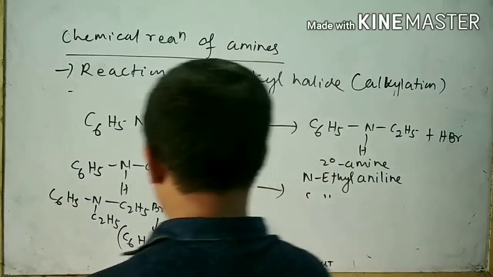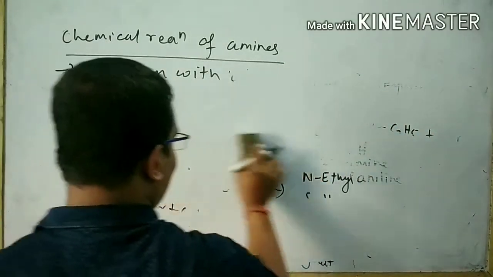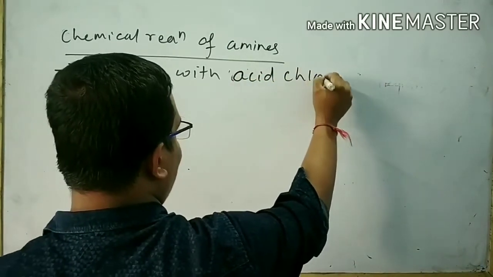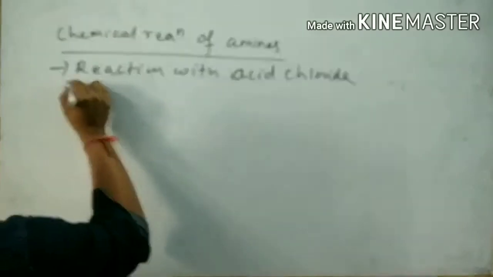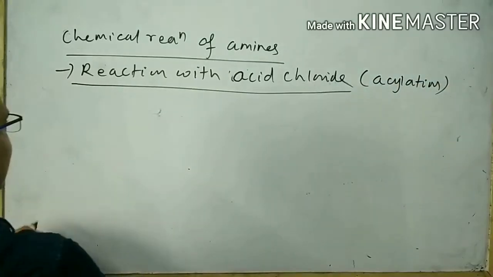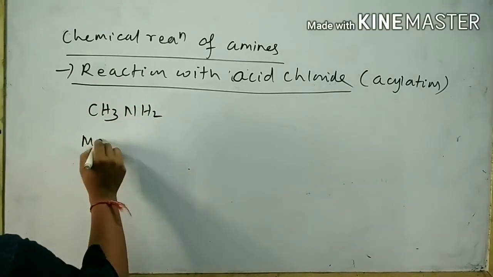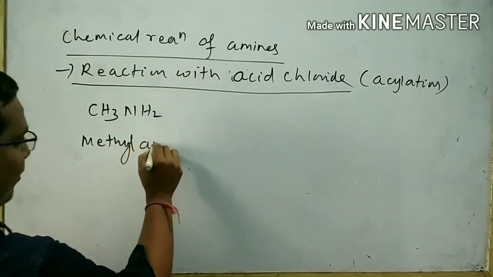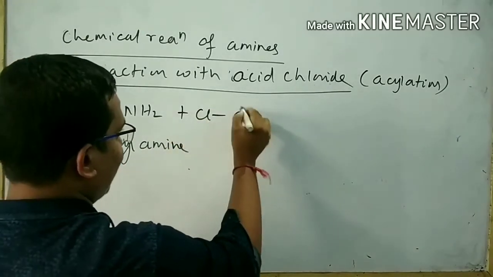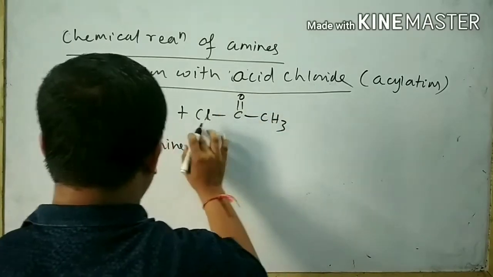Now I will discuss the reaction with acid chloride. That is said to be acylation. Suppose we take an amine, that is methylamine. Methylamine is subjected to reaction with the acid chloride. This is the structure of acid chloride.